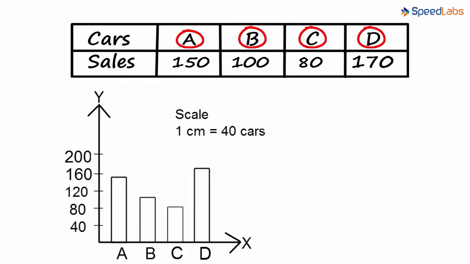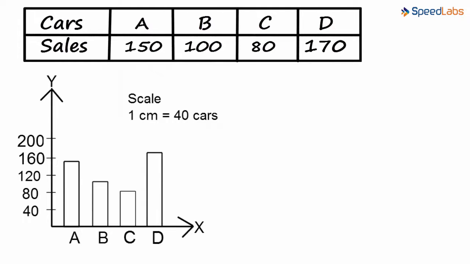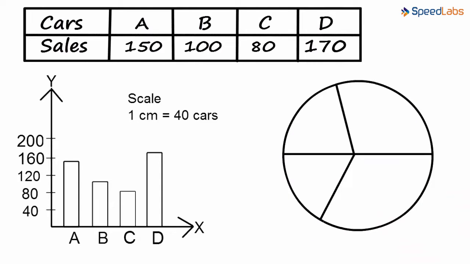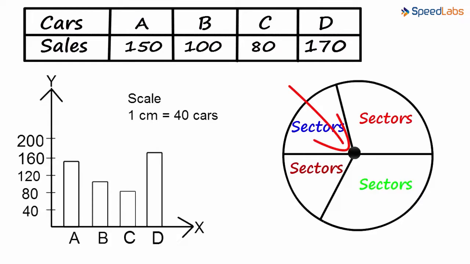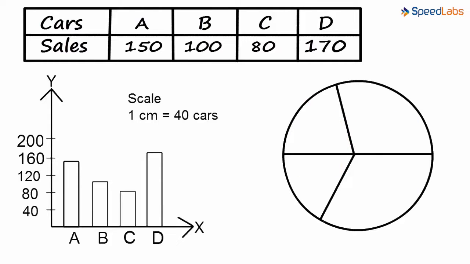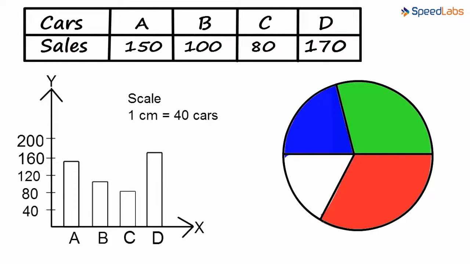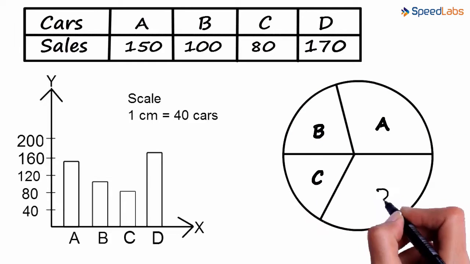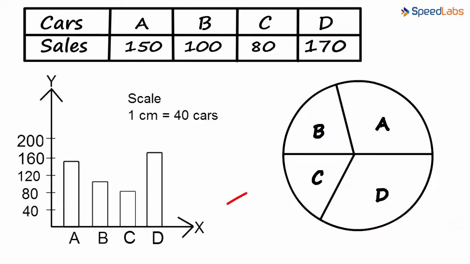Assuming that these were the only 4 types of cars sold, this is another way in which the data can be shown. It's a circle divided into 4 parts or sectors of not necessarily the same sizes. If all these regions are sectors, it means this point has to be the center. But what are these regions? They represent the 4 parts, sales of each A, B, C, and D. Do not worry about how we drew this. We will see that soon. Just try to understand the logic first.